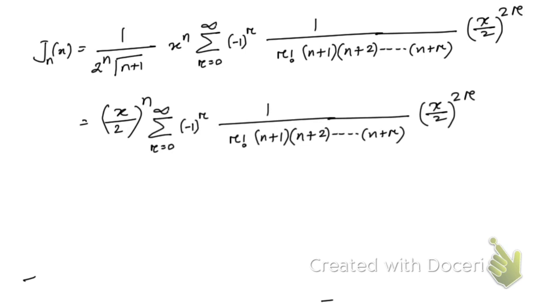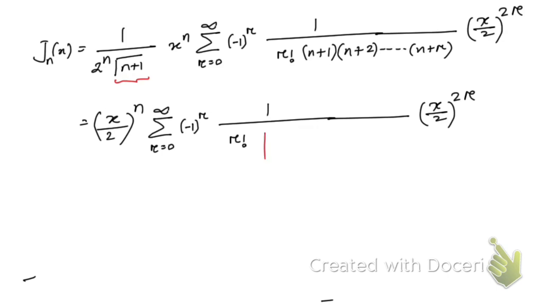Okay, now you see, if you multiply this one by gamma of n plus 1 with this, then this part will be gamma of n plus r plus 1. Well, let me explain. Now you see, gamma of n plus 1 is nothing but factorial n, right?